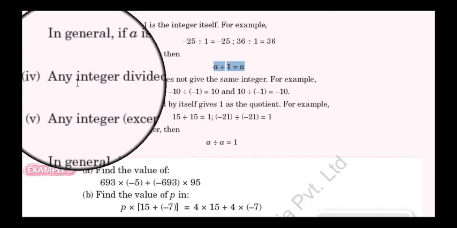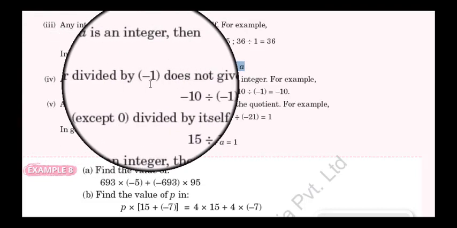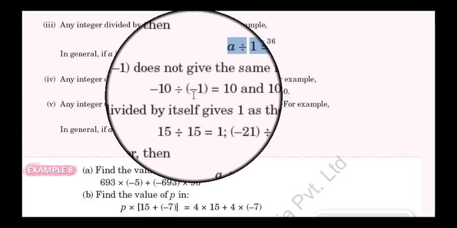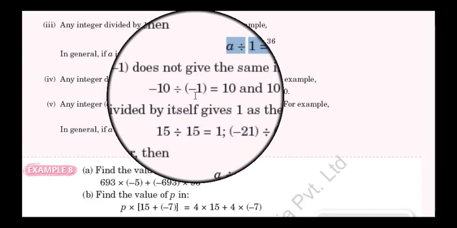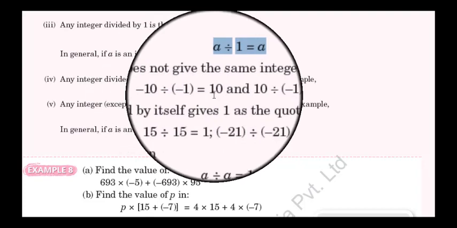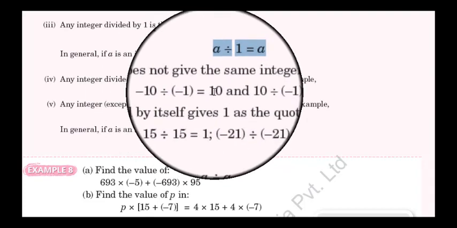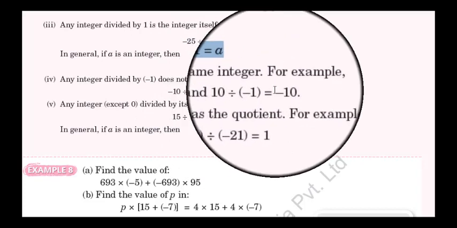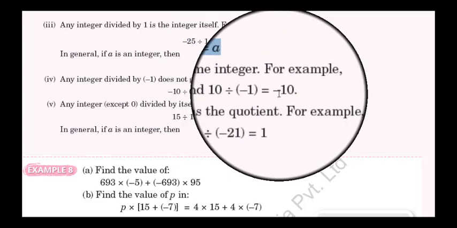Then from the fourth point, any integer divided by minus 1 does not give the same integer as when we divide it. You have to apply the same concept as in the case of multiplication. Minus into minus comes out to be plus. So then my result comes out to be equal to plus 10. Same thing here, a plus multiplied by a minus, the result comes out to be minus.